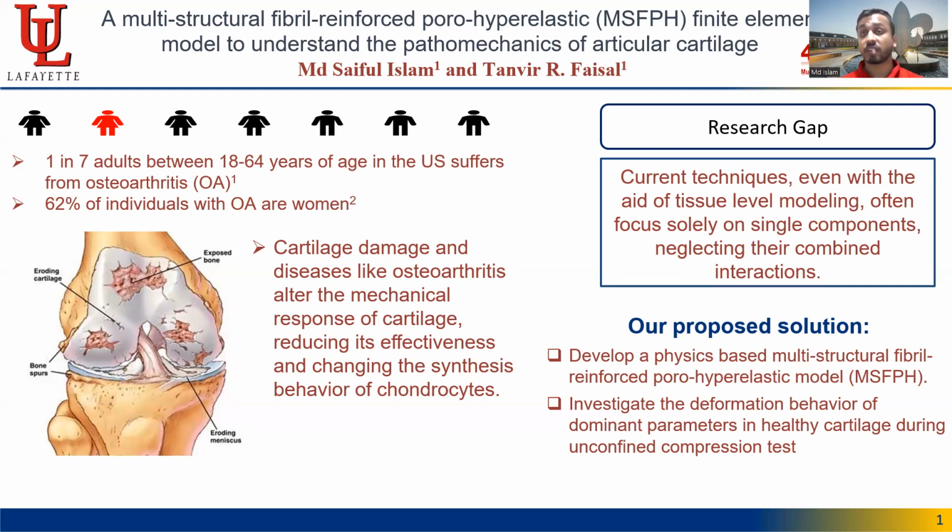So researchers are trying to find out the root cause of osteoarthritis and how those mechanical properties are changing experimentally. But it's hard to do it experimentally, as you know there are a lot of internal components of cartilage. Current techniques, even with the aid of tissue level modeling, often focus solely on single components, neglecting their combined effects.